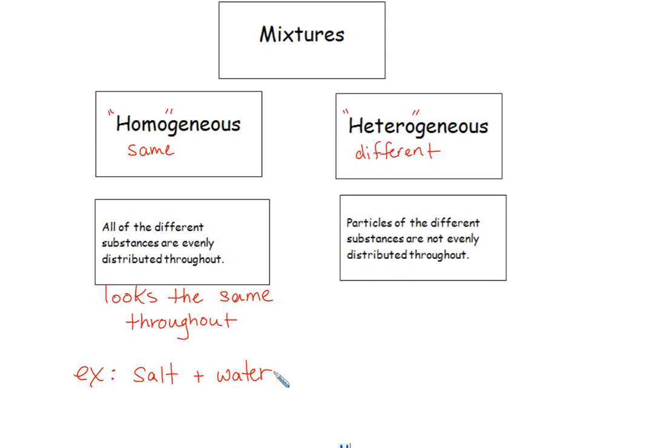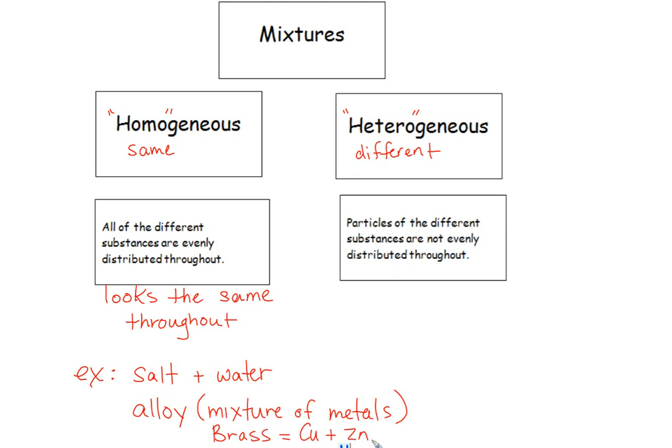Other examples, things that might come up throughout the year. An alloy. An alloy is a mixture of metals. For example, brass. Brass is a mixture of copper and zinc. But if you look at something that's made of brass, it looks like everything is very uniform. Again, you don't see, oh, here's some copper, here's some zinc. It's perfectly mixed, very evenly distributed.